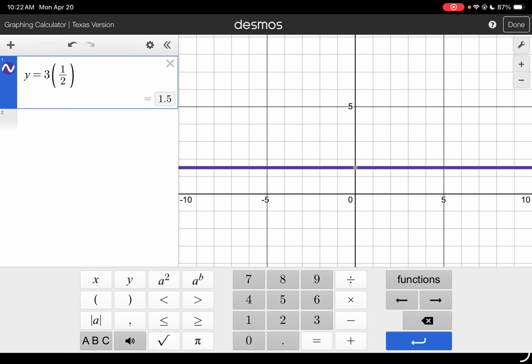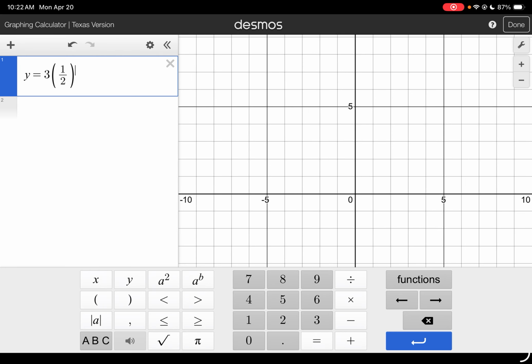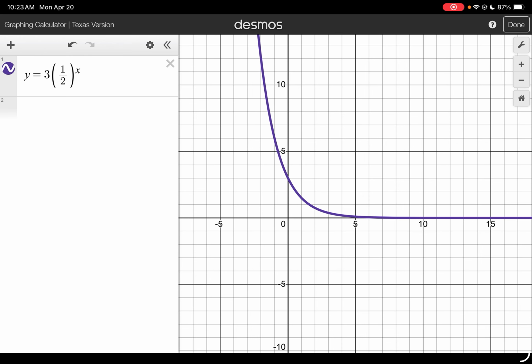It's the A to the B, so it's on the left side of this keyboard. So I'm kind of spamming it right now, if you can kind of see it on the screen. If you press that button, it'll bring it up to the exponent, and we're just going to type an x in. And we kind of see that this is a decay graph.